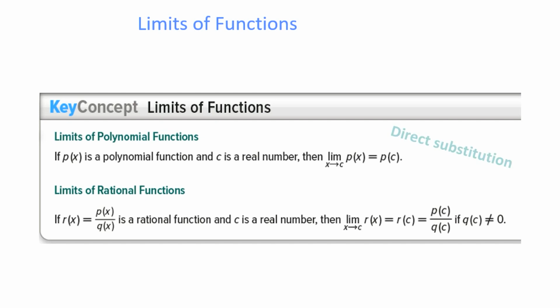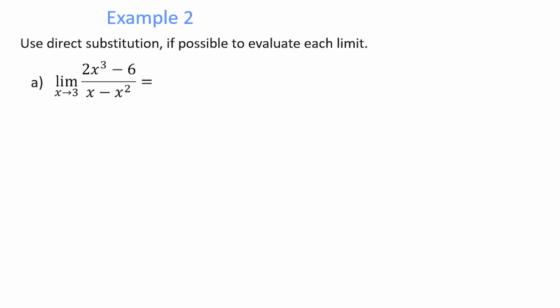We call this method direct substitution. We will see how it works in the next slides. In these two examples, we will use direct substitution to evaluate the limit. It means that we will substitute the point C into the place of x. So this time we will substitute 3 into x. So we will get 2 times 3 to the power of 3 minus 6 over 3 minus 3 squared. If we evaluate, we will get -8. This means that the limit of this rational function as x approaches 3 equals -8.